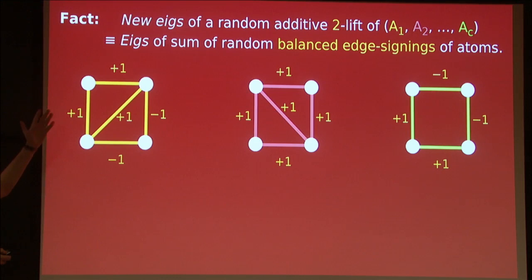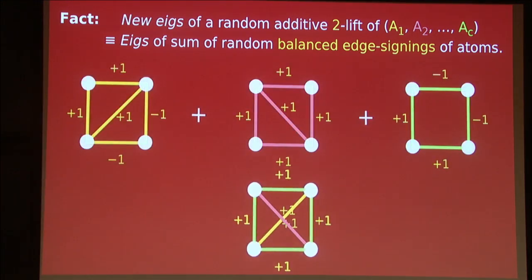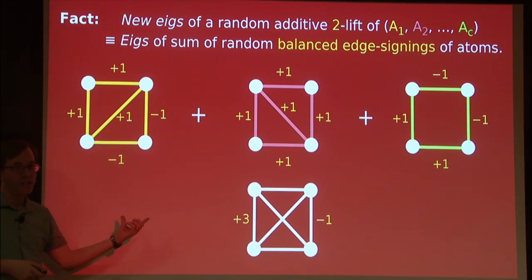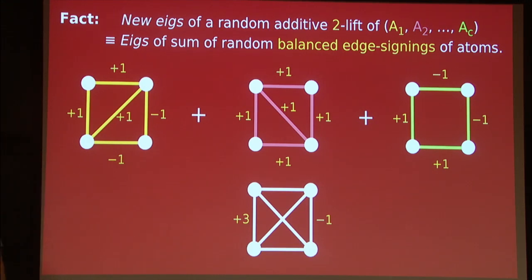And then, as before, what we're going to do is sum these all together and get just one graph where the edges have integer weights, potentially plus or minus, or 1. The unlabeled ones are weight 1. You can also get 0 if things cancel. This is the way in which you can take a bunch of atoms, do balanced edge signings to them, and then add them all up. What I'm telling you here is that it suffices to study the eigenvalues of this randomly produced graph. Those eigenvalues have the same distribution as the new eigenvalues when you do an additive two-lift of the atoms.